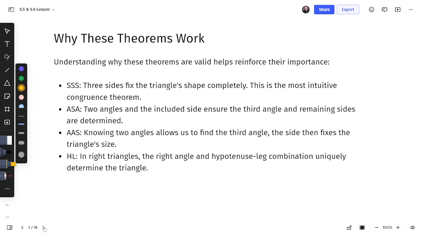Likewise, in the angle-angle-side theorem, knowing two angles allows us to find the third angle, and then the side fixes the triangle's size. So if you only knew that all three angles were congruent on a triangle, one triangle could still be larger or smaller than the other one, but having a congruent side fixes the triangle's size, so they must be congruent. And finally, the hypotenuse-leg theorem. In right triangles, the right angle and the hypotenuse-leg combination uniquely determine the triangle.